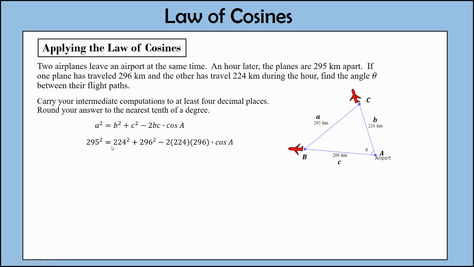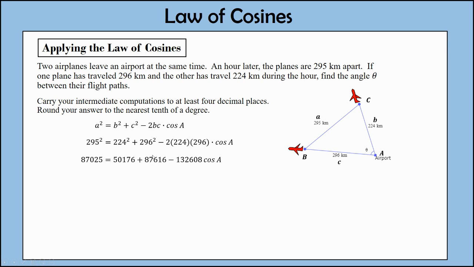So we'll start with squaring all of these and multiplying these together. If I do 295 squared, I'm going to get 87,025. 224 squared is 50,176. 296 squared is 87,616. If I multiply these three together, I get 132,608 times the cosine of A. Now that's a minus sign right there. That's a plus sign, obviously. All right, so these are three separate terms over here.